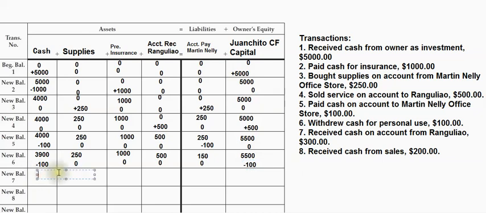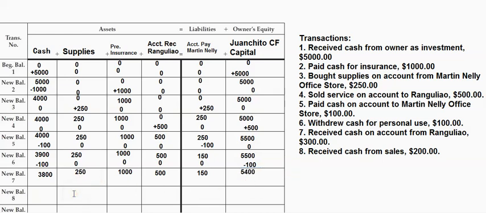And here the new balance is 3,900 minus 100, which is going to be 3,800, and it's 250 bucks. 1,000 the same. Here is 500 bucks, and this one is still the same, 150. And this one, owner's equity, obviously it decreases.